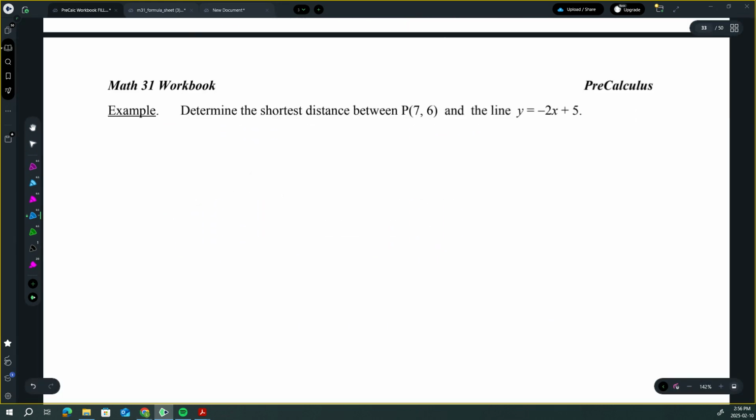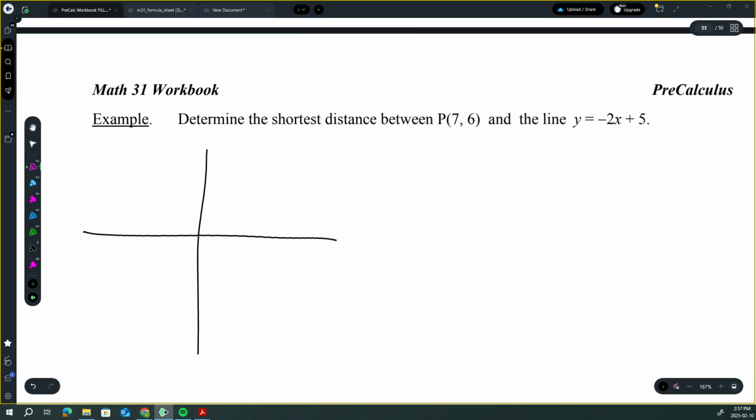Last example here. So we're asked to determine the shortest distance between a point at 7, 6 and the line y is equal to negative 2x plus 5. So I always find it helpful to create a little sketchy sketch here. Again, ideally you would do this with a ruler.